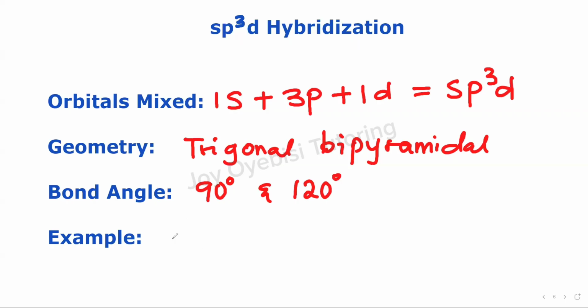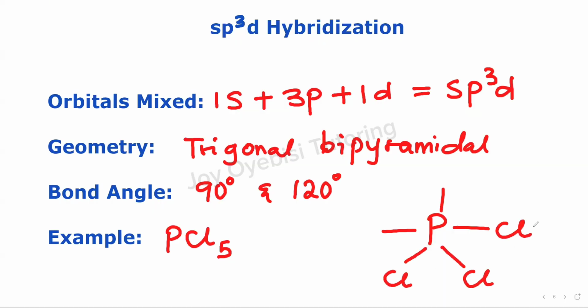A typical example is PCl5. Okay, so you have phosphorus as a central atom, and then you have 5 chlorines attached. Okay, so that's a typical structure you would get for that. Of course, as a Lewis structure, you have to put the lone pairs remaining, and this is how it will look if you're drawing out a Lewis structure. Okay, so that is a typical example of sp3d. It has 5 atoms attached to the central atom.